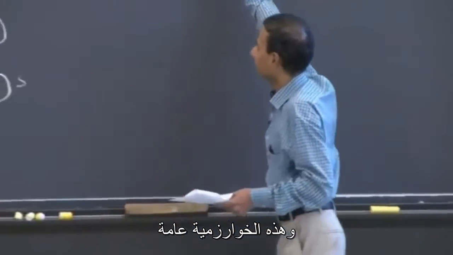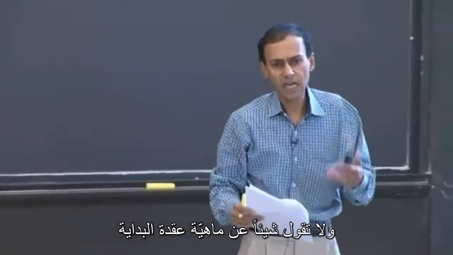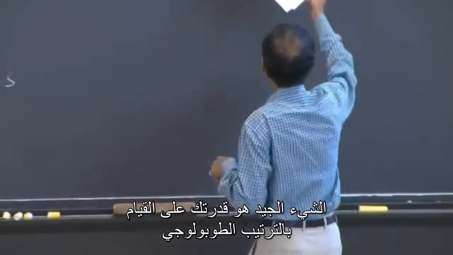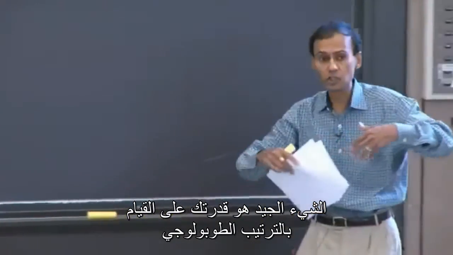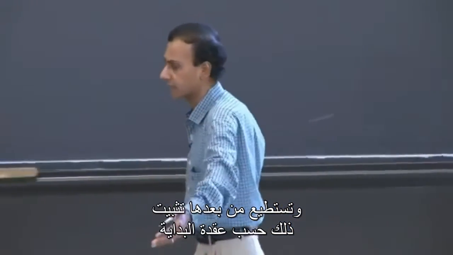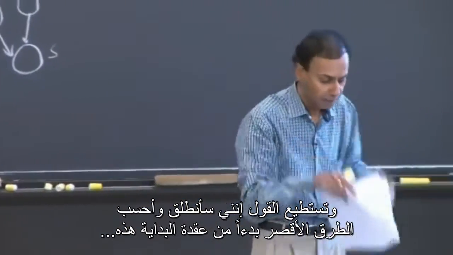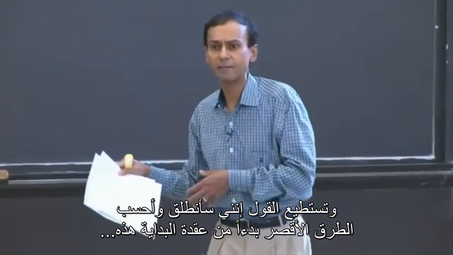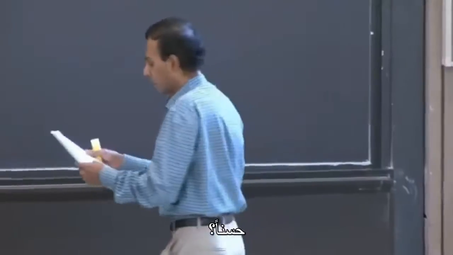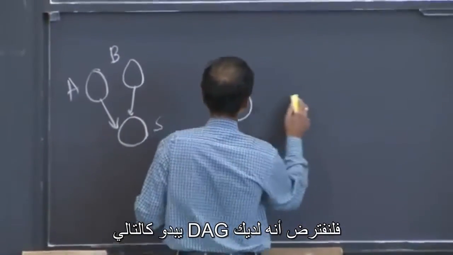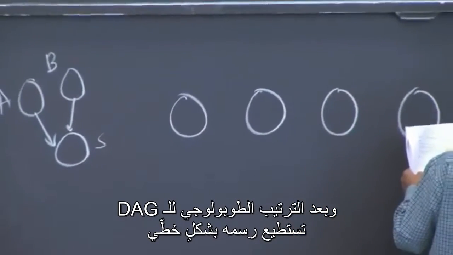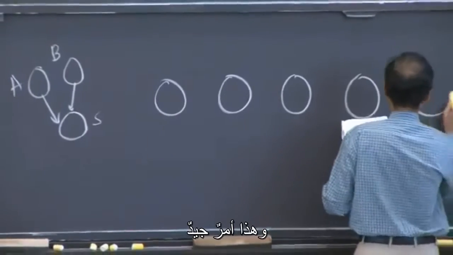So this algorithm is general. It doesn't say anything about what the starting vertex is, right? It should work for any choice of starting vertex. The nice thing is that you can do the topological sort, and then you can commit to what the starting vertex is. And you can go off and say, from this starting vertex, I'm going to compute the shortest paths to the other vertices that I can actually reach. Okay? So let's say that you had a DAG that looks like this. Once you've topologically sorted it, you can always draw a DAG in linear form. That's a nice thing.